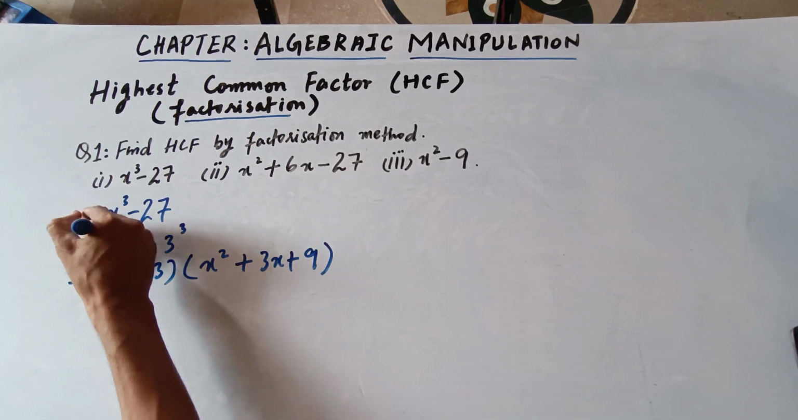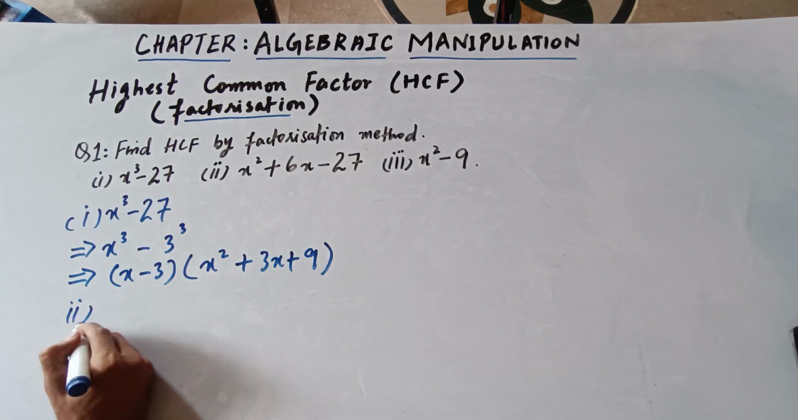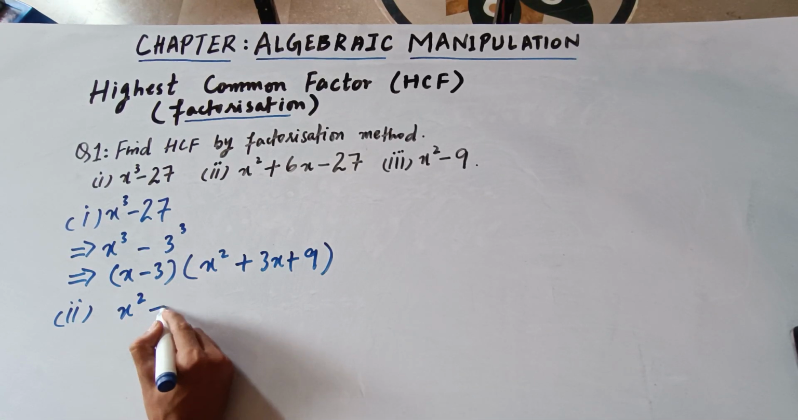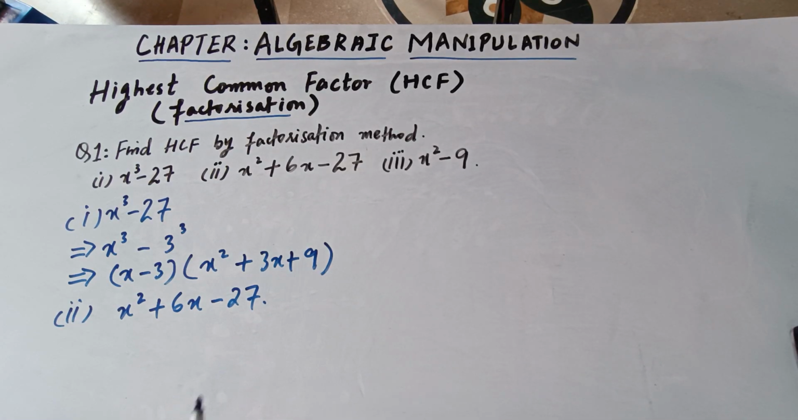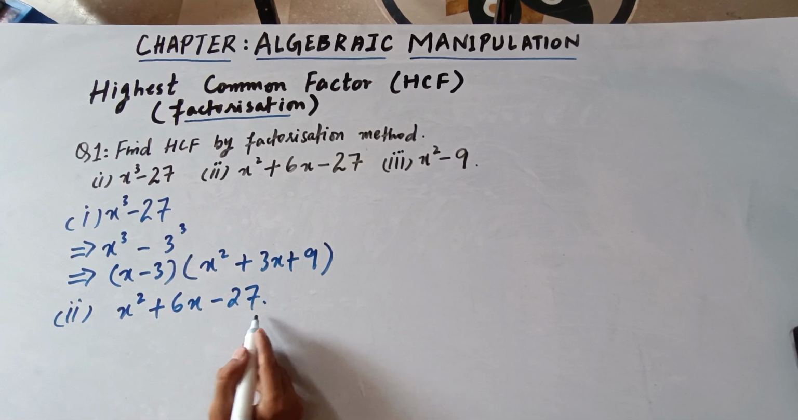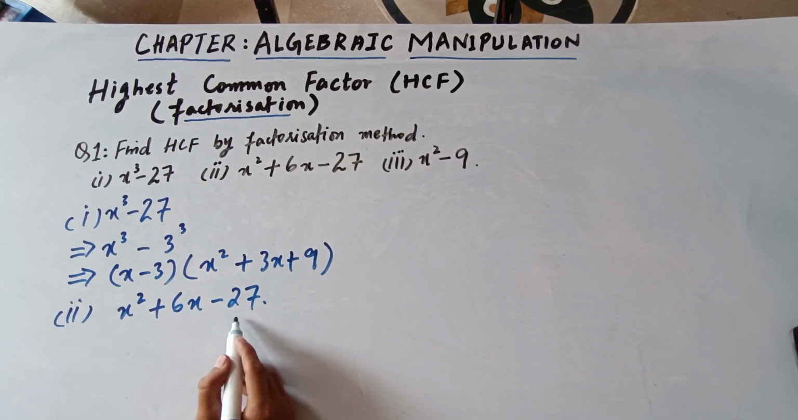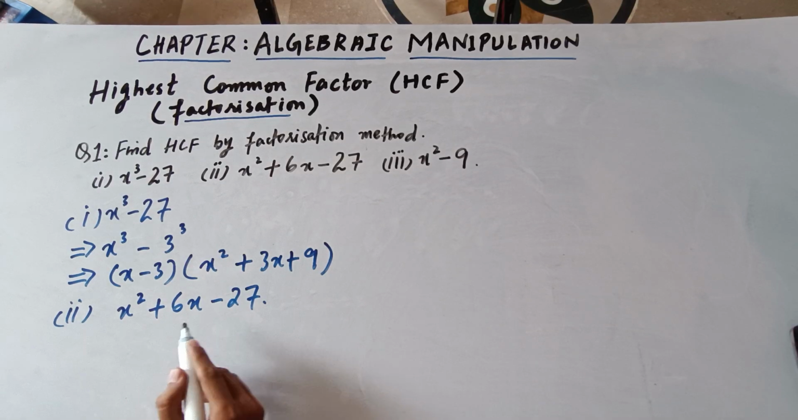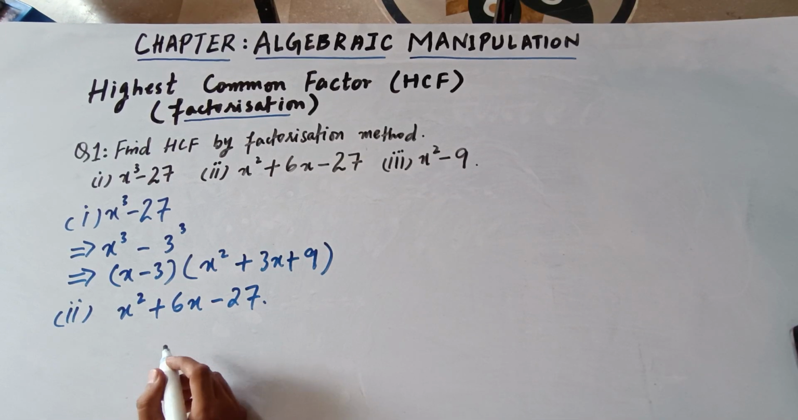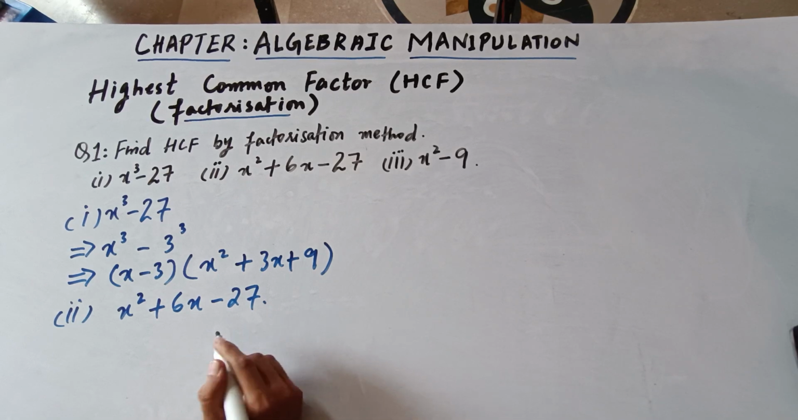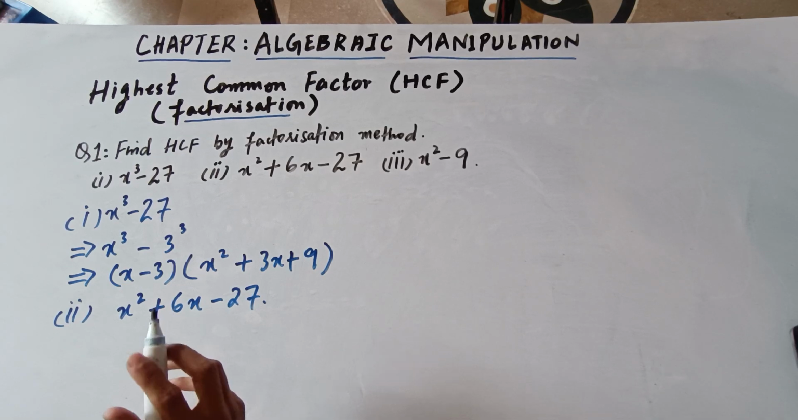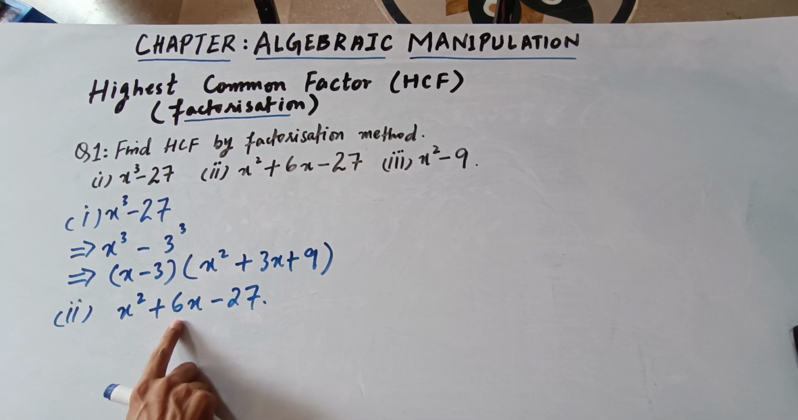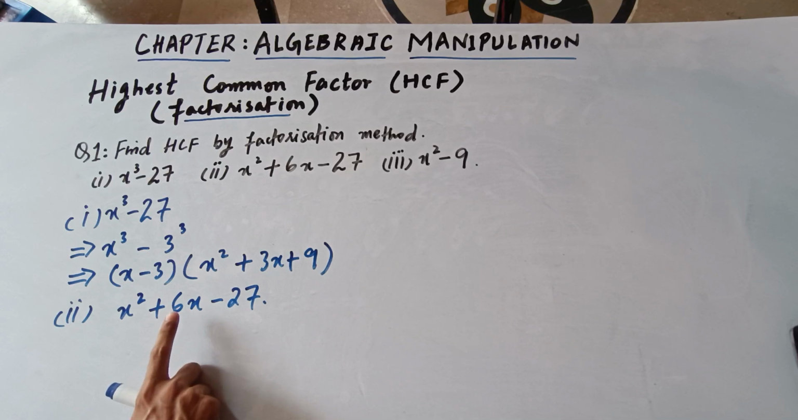Now in the second one, we have polynomial x square plus 6x minus 27. How will we factorize it? In this one, as you can see, there are 3 terms in the polynomial, so we can do it by using middle term breaking. So the product of the first term and the last term is minus 27. So what are the factors of it? You need to select factors which will satisfy this condition as well, that their addition or maybe subtraction will give you plus 6.